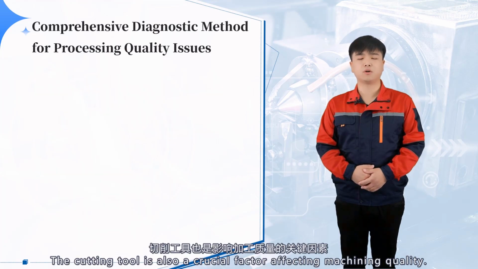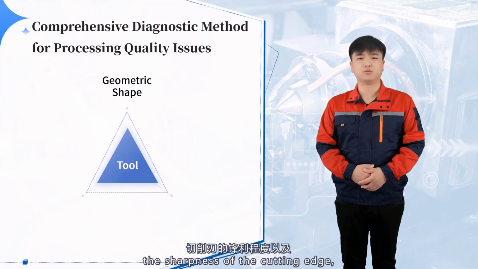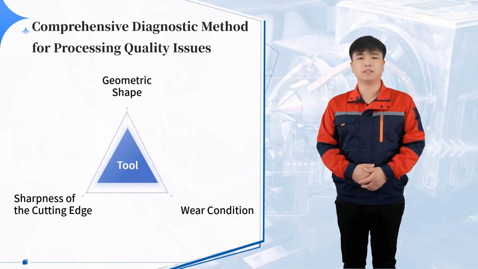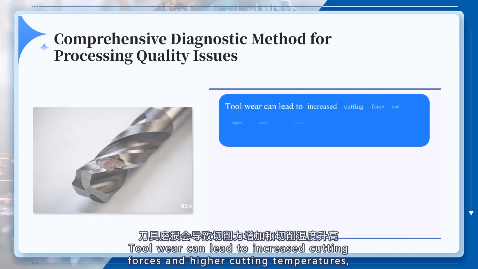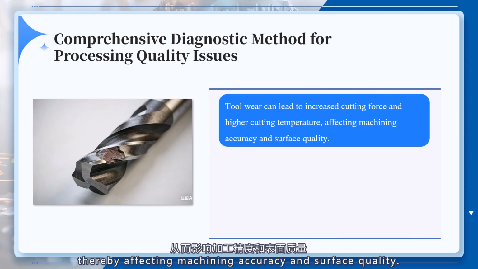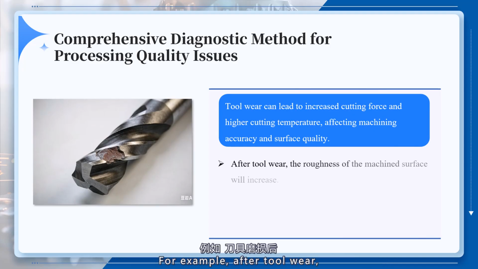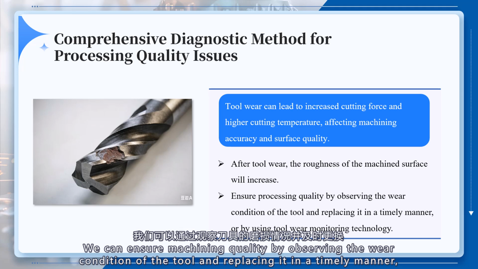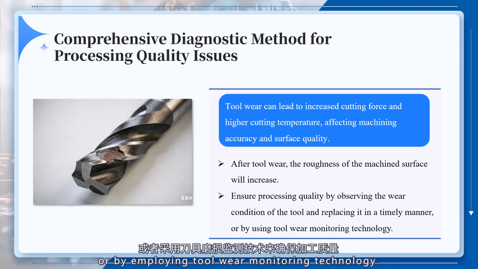The cutting tool is also a crucial factor affecting machining quality. The geometric shape of the tool, the sharpness of the cutting edge, and the wear condition all impact the machining quality. Tool wear can lead to increased cutting forces and higher cutting temperatures, thereby affecting machining accuracy and surface quality. For example, after tool wear, the roughness of the machined surface may increase. We can ensure machining quality by observing the wear condition of the tool and replacing it in a timely manner, or by employing tool wear monitoring technology.